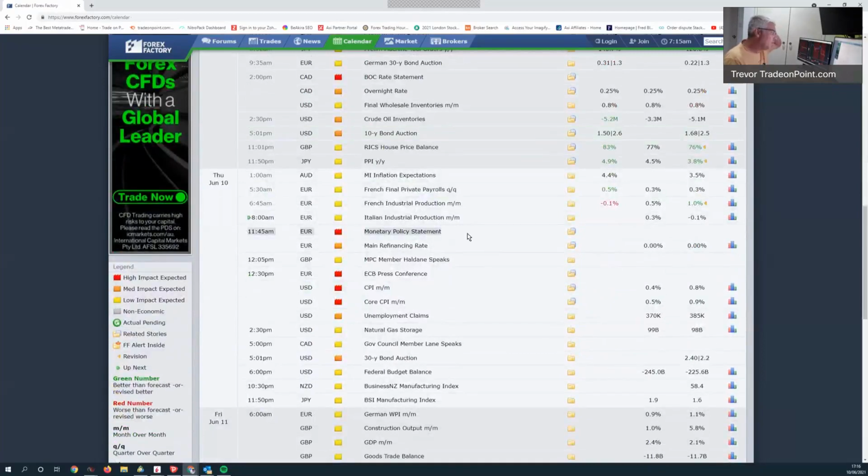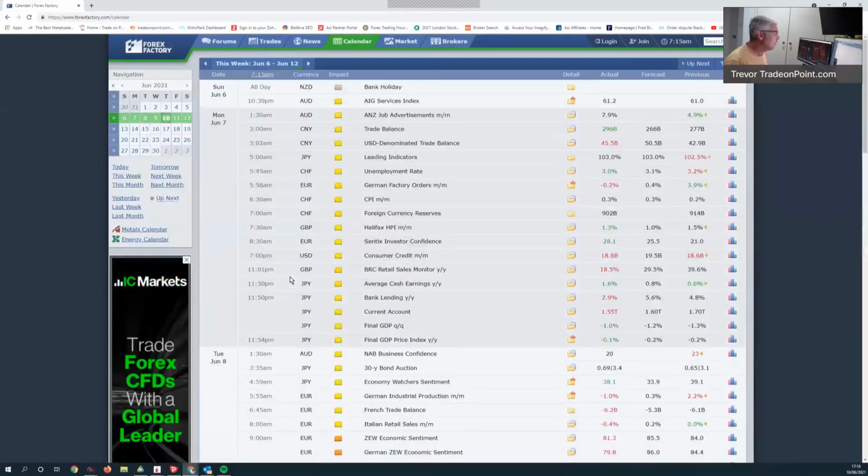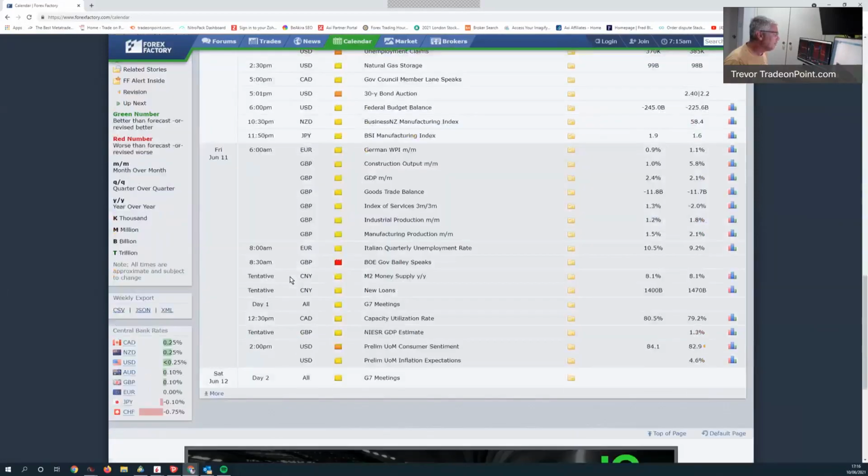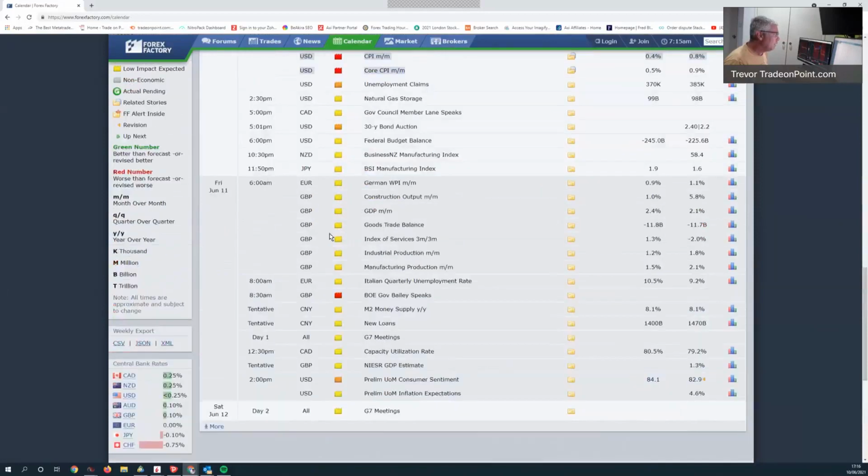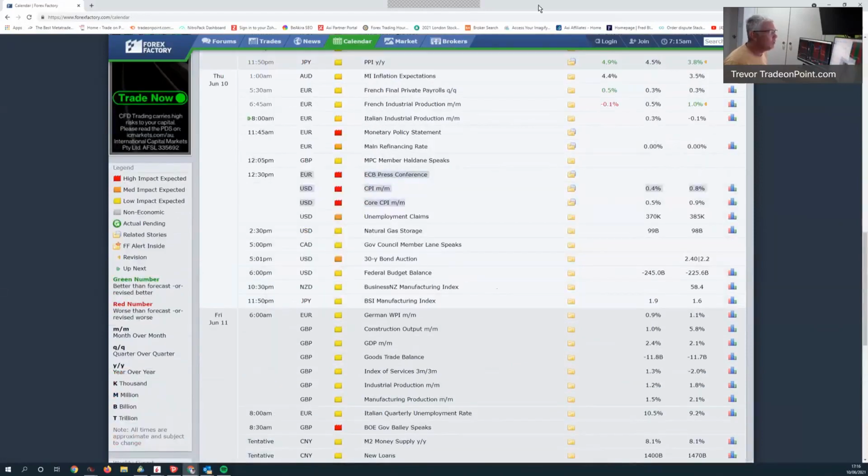So getting back, right? 11:45 monetary policy statement, that will have some effect, and then we've got CPI coming out tonight. That's awesome. And we've got core CPI. So certainly we're going to have a nice volatile trading session, but that's still some time to go. And this is obviously GMT time. Other than that, not a lot of news coming out.